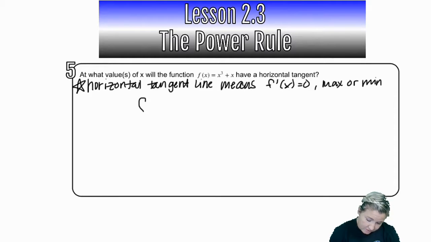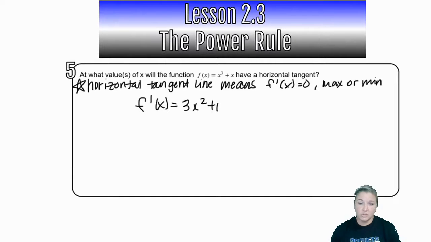So let's find f prime of x first. So f prime of x is going to be 3x squared plus 1. So we want to find out, when is that going to be 0? In order to have a horizontal tangent line, f prime of x has to be 0. This is great for open-ended questions and the free response. So you want to make sure that you note that the horizontal tangent line means that f prime of x is going to be equal to 0, and you know it's going to be a max or a min.